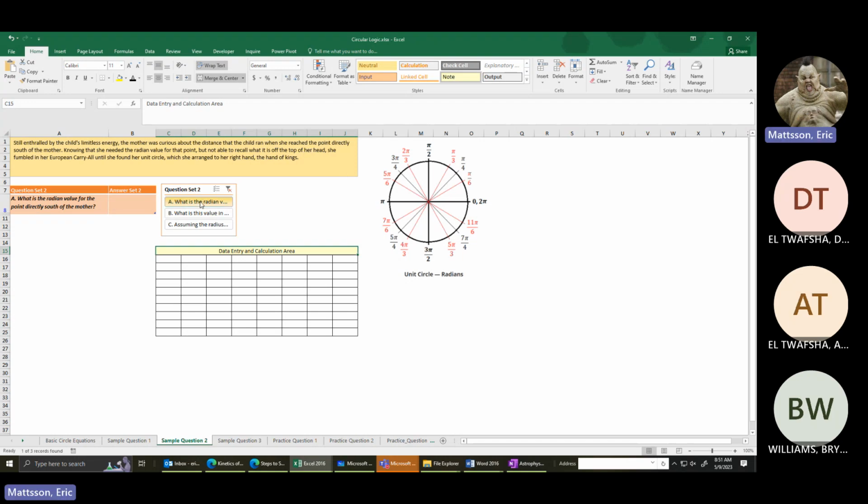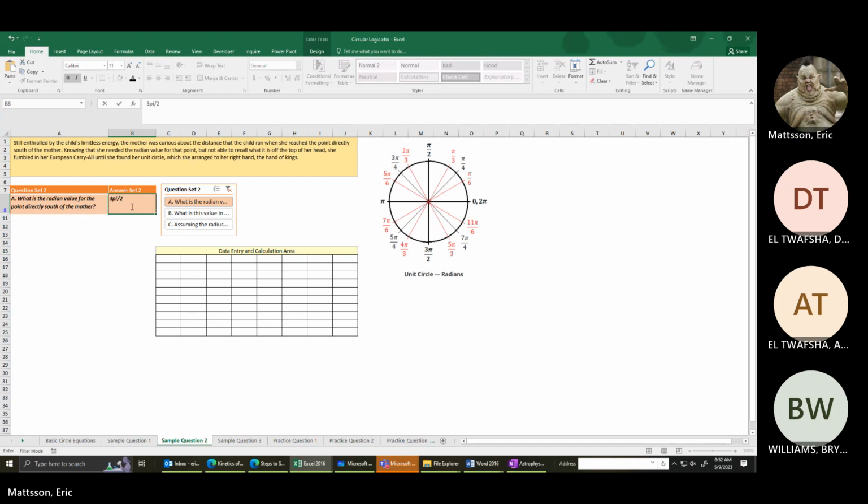So now we have some questions. So question A. What is the radian value for the point directly south of the mother? So we just look in our unit circle. The radian value here is 3 pi halves. So we just put that in. So we can put in 3 pi halves like that. So you can write it there, or we can do 3 times 3.14, halves. And we can put it in that way.